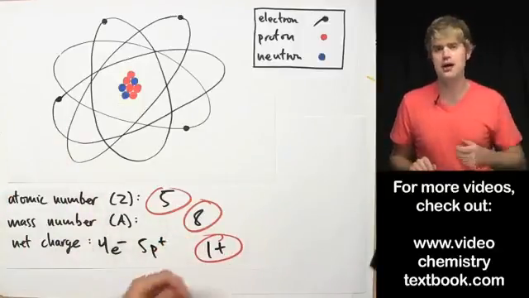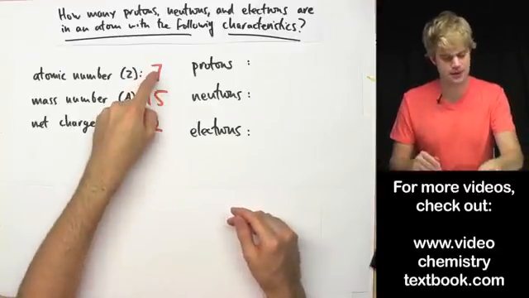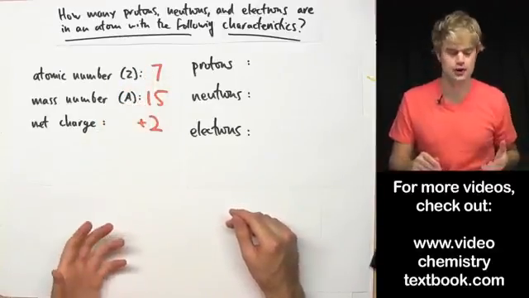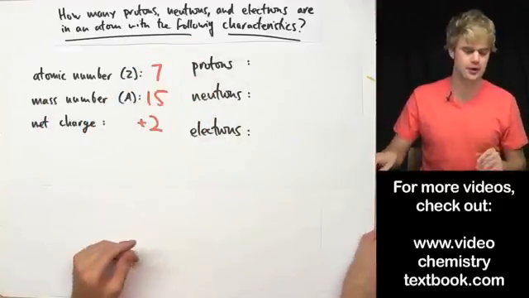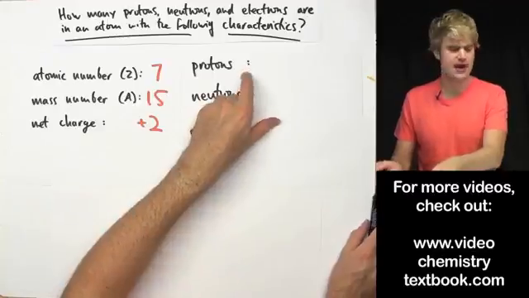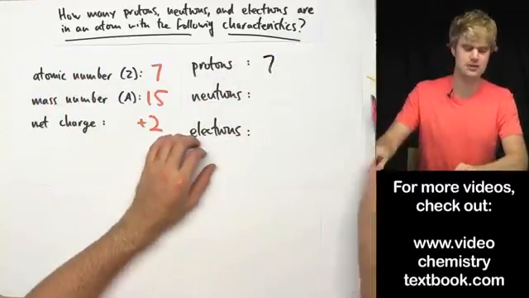This is kind of a basic problem. Now we'll move on to stuff that's a little trickier. So here we've got an atom with this atomic number, this mass number, and net charge. From this information, we need to figure out the protons, neutrons, and electrons that are in this atom. Protons, that is going to be easy because the number of protons is the same thing as atomic number, so that's going to be 7.